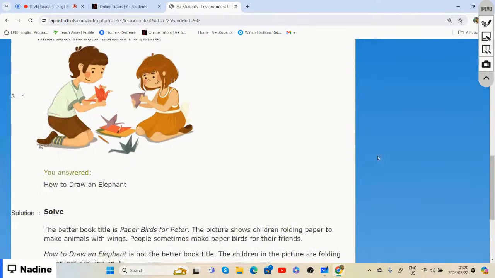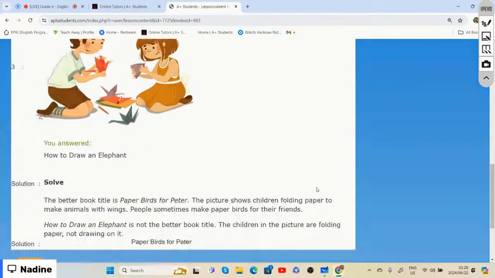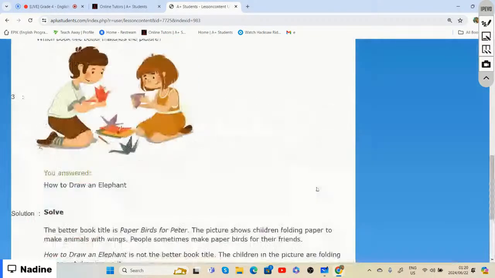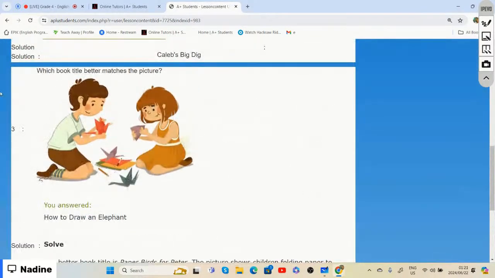All right, let's look at the next one. What do you think these two kids are doing? Look at what is in their hand. Look at what is on the floor. So, based on what you see on the floor and what is in their hand, what do you think the title of the book might be? Or what do you think that they are doing?